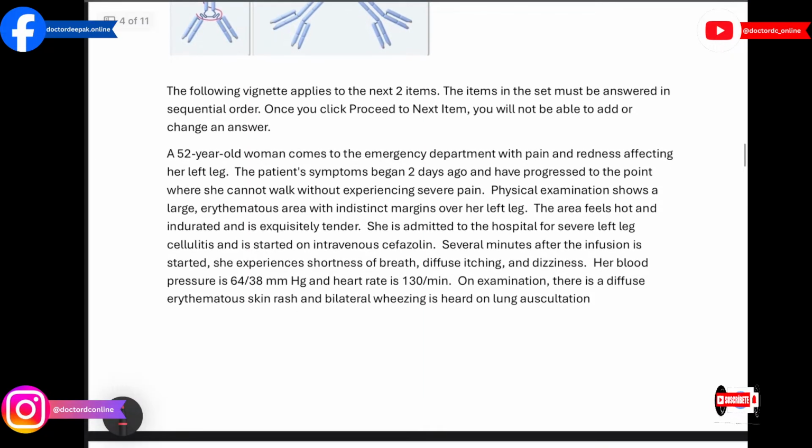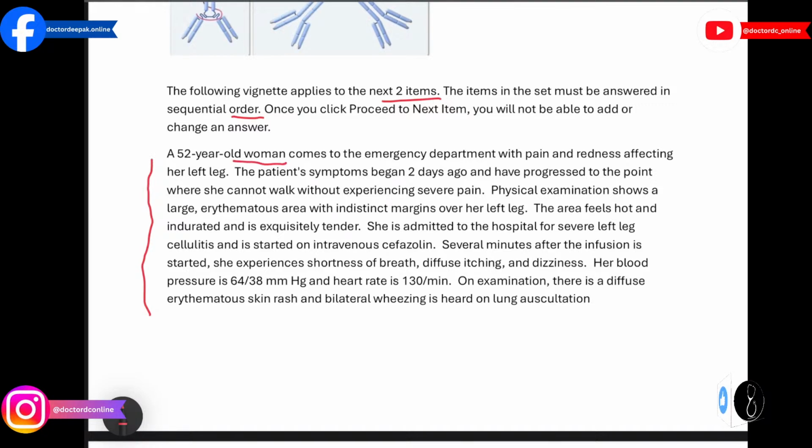Now we are moving to our next question. In this question we have a single statement, but we have to answer two questions. The following will apply to the next two items. The items in the set must be answered in sequential order. Once you click proceed to next, you are not able to add or change an answer. Understand? This automatically happens in UWorld. Whenever this type of question comes, first you have to answer one question, and when you click next, you will not come back to change your answer.